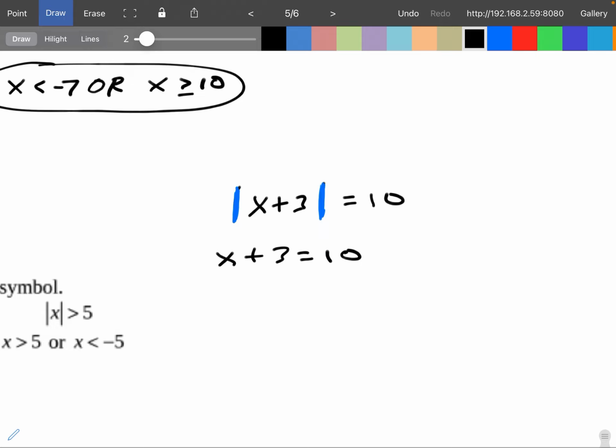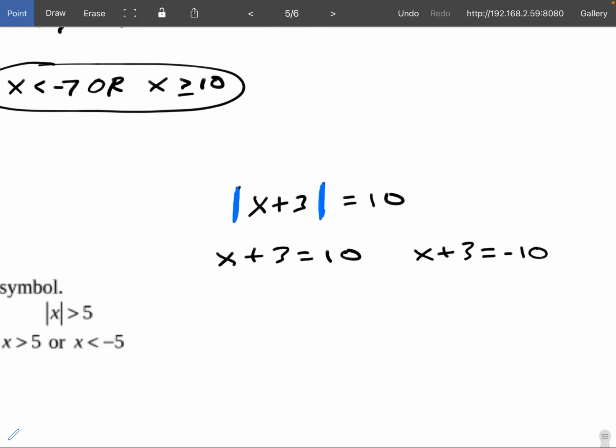But then, what did we do after that? How did we set up the two cases? One of them was definitely x plus 3 equals 10. What was the other one? X plus 3 equals... There you go. So the second case was x plus 3 equals the negative of 10.